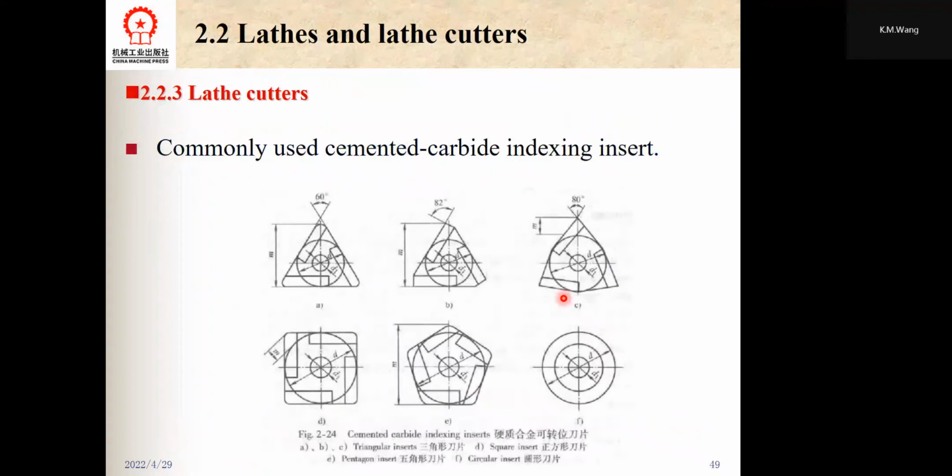And the lathe cutters usually commonly use the cemented carbide indexing insert. They are of different types. The first is the triangular insert. A, B, and C are triangular inserts, D is a square insert, E is a pentagonal insert, and F is a circular insert. This is a cemented carbide indexing insert.